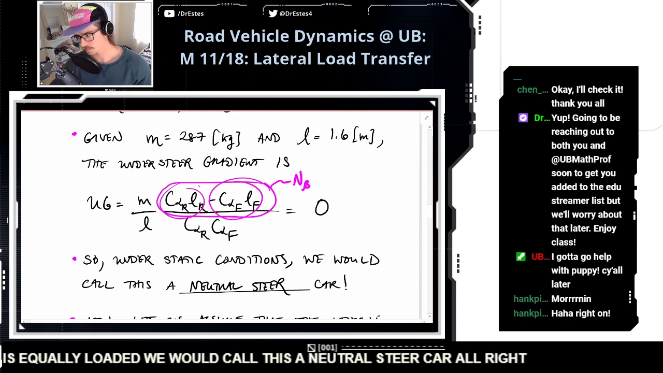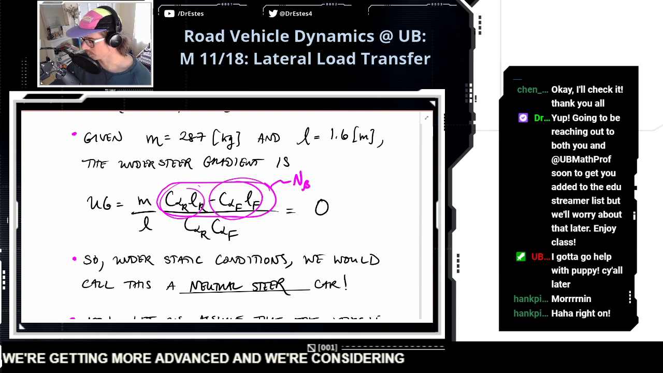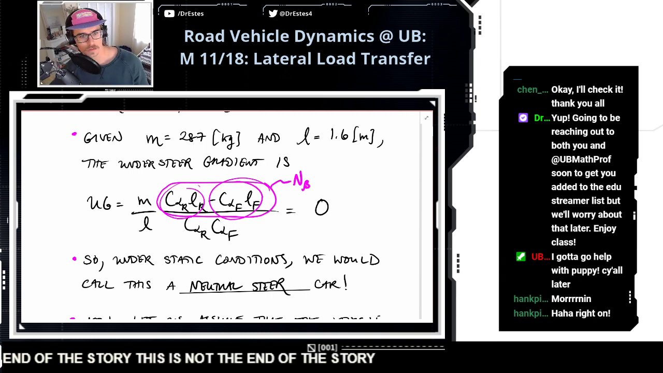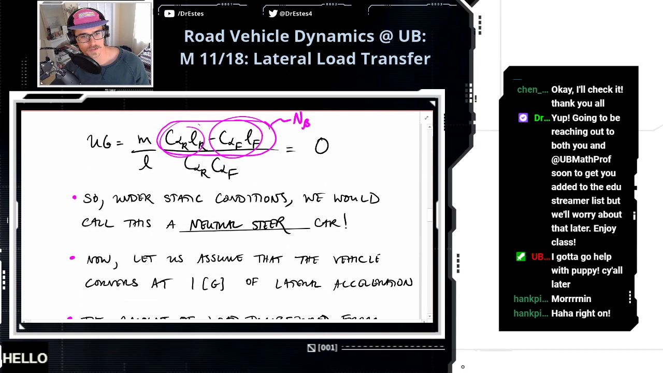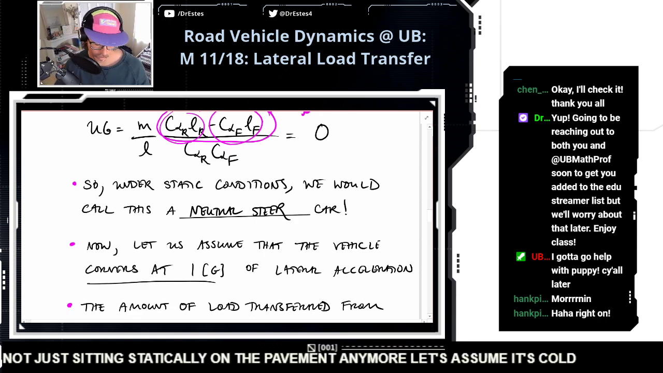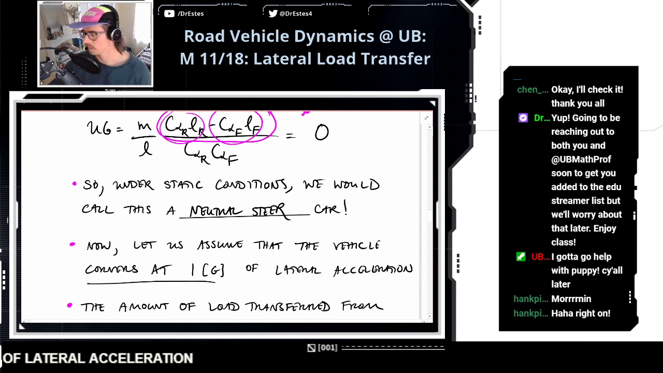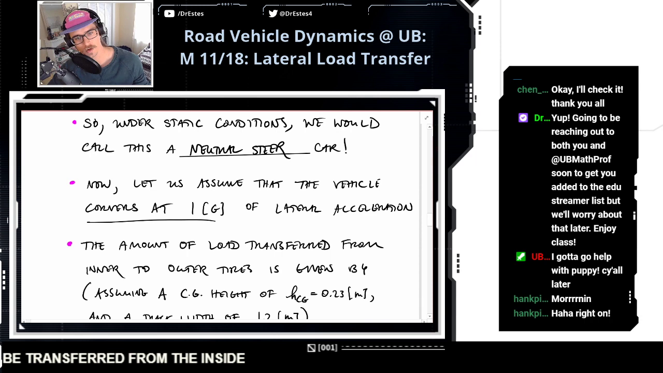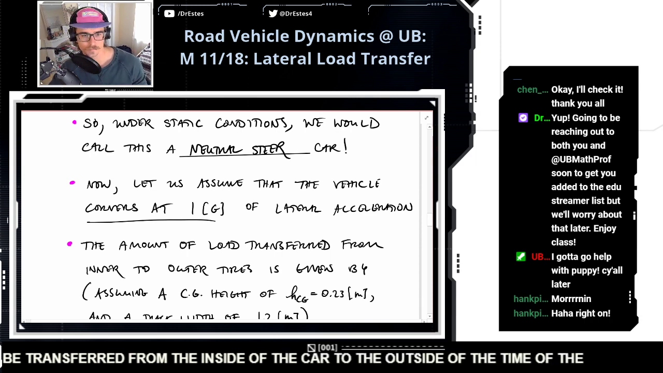All right. But now that we're getting more advanced and we're considering load transfer, this is not the end of the story. Let's assume that this vehicle is not just sitting statically on the pavement anymore. Let's assume it's cornering at 1G of lateral acceleration. In this case, let's look at the amount of load that's going to be transferred from the inside of the car to the outside of the car.